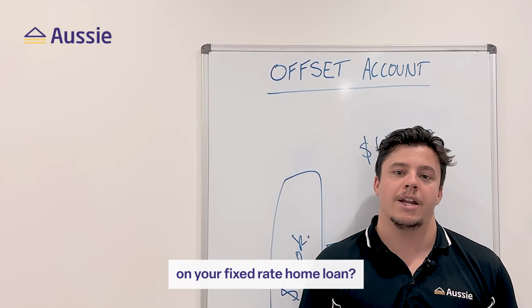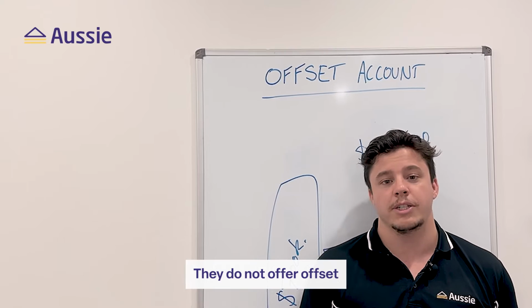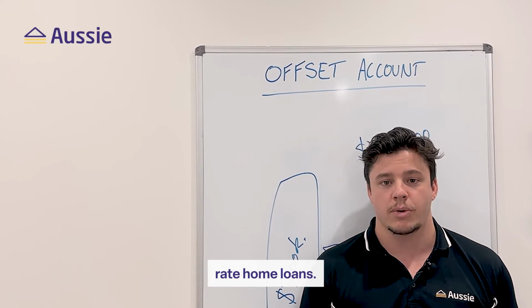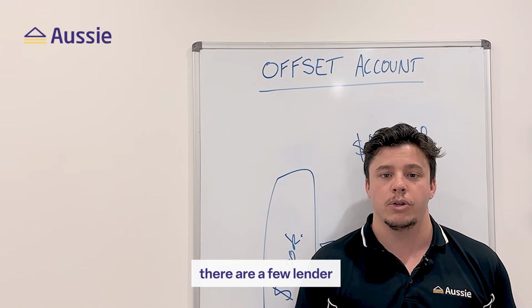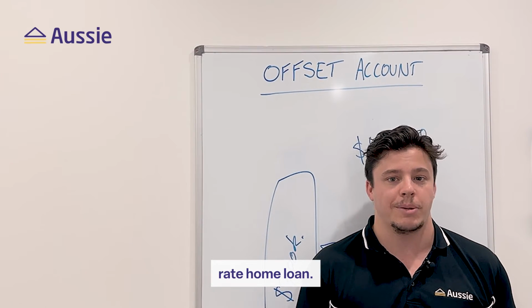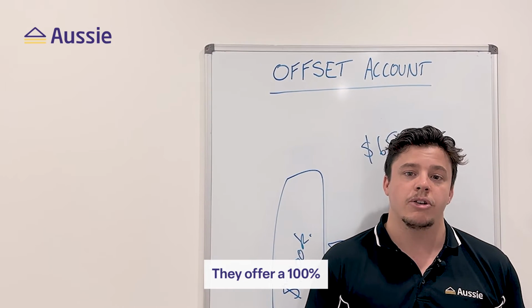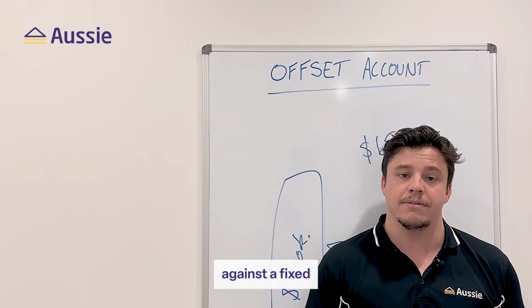Can you get an offset account on your fixed rate home loan? Now, the majority of lenders will say no, they do not offer offset accounts on fixed rate home loans. However, there are a few lender options out there that do allow a full offset account on a fixed rate home loan. One of those lenders in particular is Aussie Elevate. They offer a 100% offset facility against a fixed rate home loan.